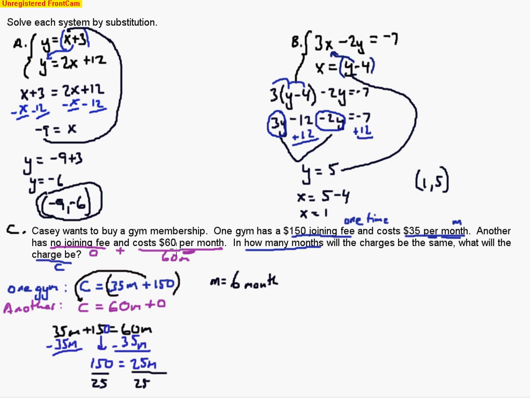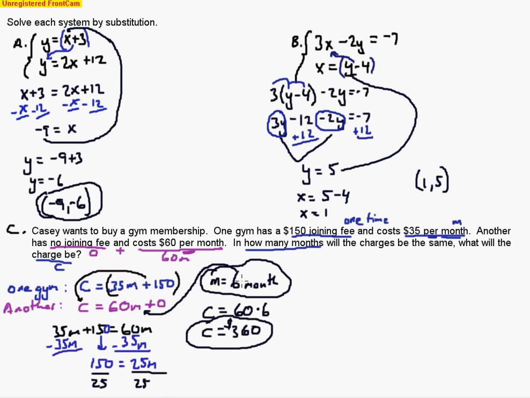So at first, the second gym, the one that charges $60 per month, is cheaper, but after 6 months, they charge the same. So let's find out what that charge is. Let's go ahead and put that 6 back in for m. Probably that one's the fastest one. 60 times 6. That charge would be $360. So there it is. After 6 months, they'll charge the same. But anything higher than 6 months, the first gym is cheaper.